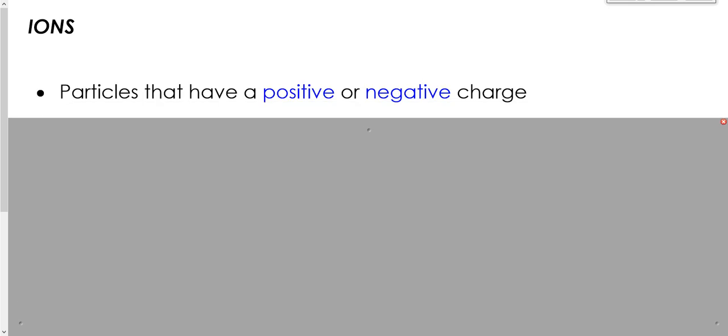So first, ions are particles that have a positive or a negative charge. We've been talking about atoms so far. Atoms have no charge, all of your protons equal your electrons. So now when we're talking positive or negative charge, we are talking about when your atom gains or loses electrons. If an atom has a positive charge, that's because it lost electrons. And if it has a negative charge, that's because it gained electrons.